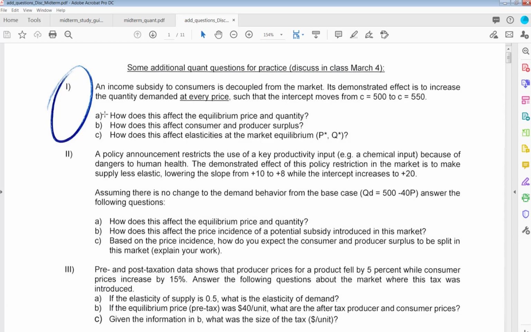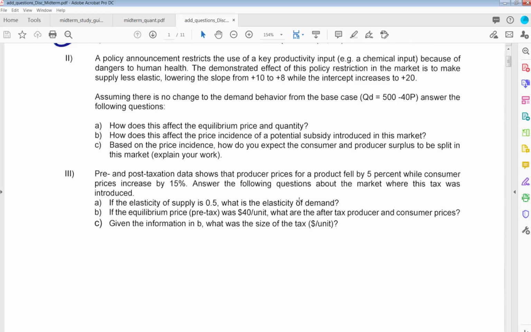So 3 parts here. 1, how does this affect the equilibrium price and quantity? Not too difficult to think through. How does it affect the consumer and producer surplus, and then how does it affect elasticities at the market equilibrium? So we'll deal with all 3 of those now.